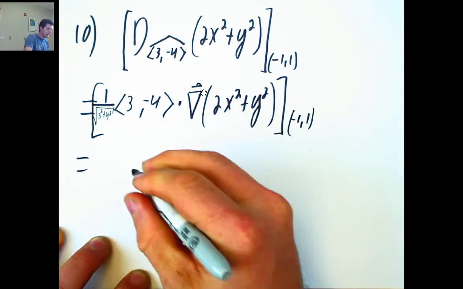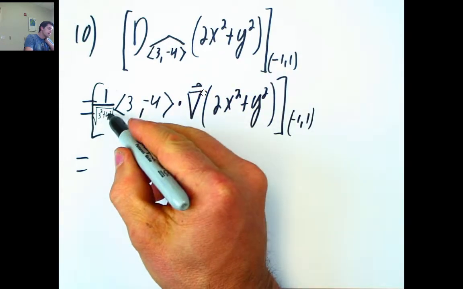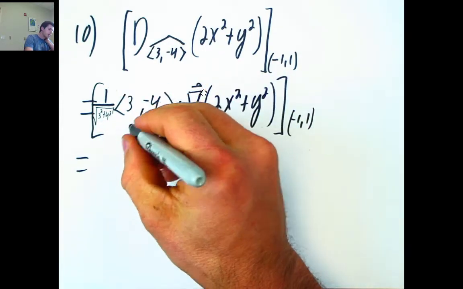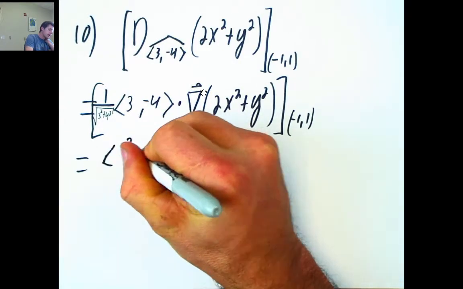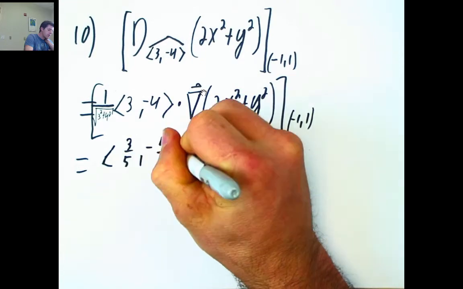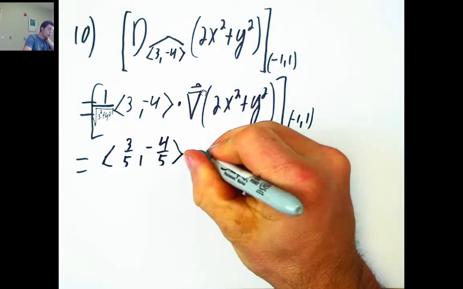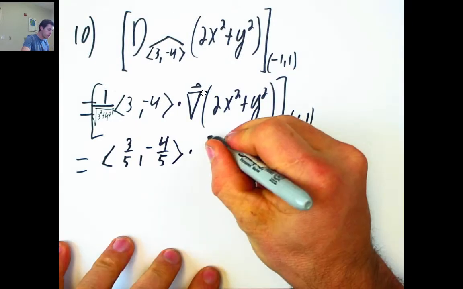So continuing, that is, let's see, 1 over 3 squared plus 4 squared. 9 plus 16, oh yeah, that's 25. So that's 1/5. So let's see, that's 3/5 and negative 4/5. This right here is a unit vector. It's a vector with length 1, and so it's a direction. A direction dotted with this gradient.